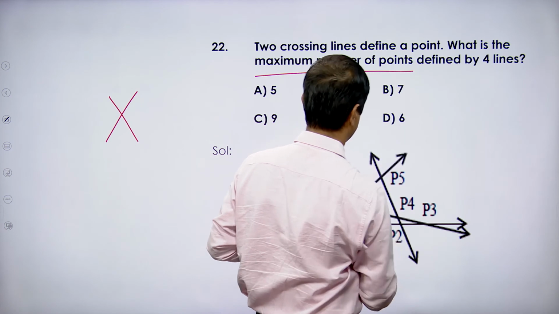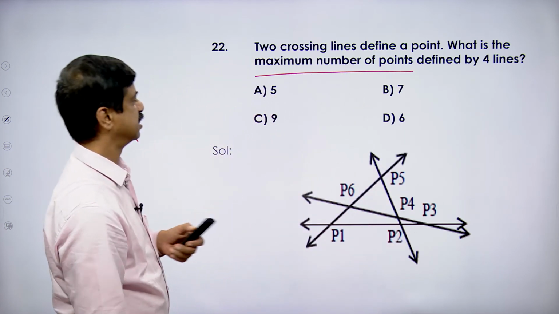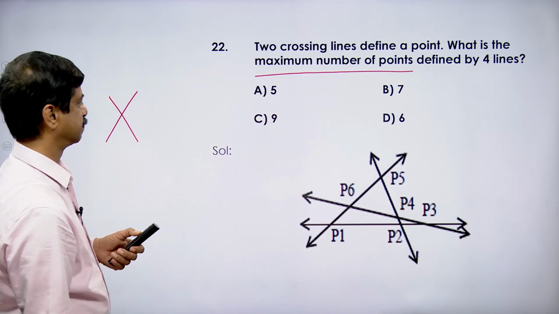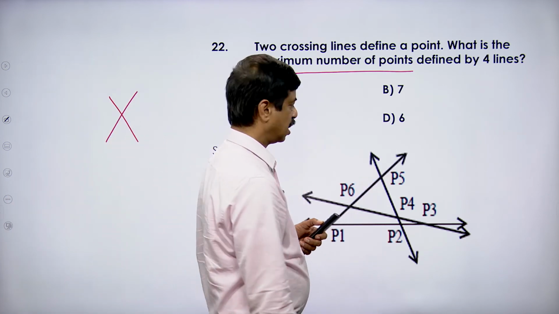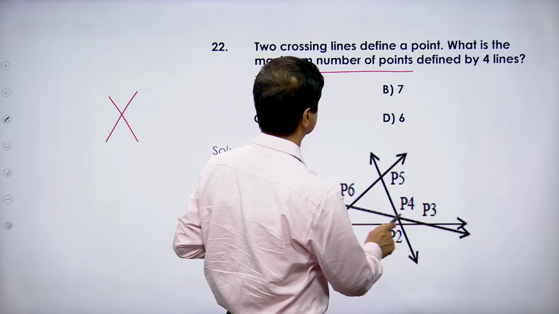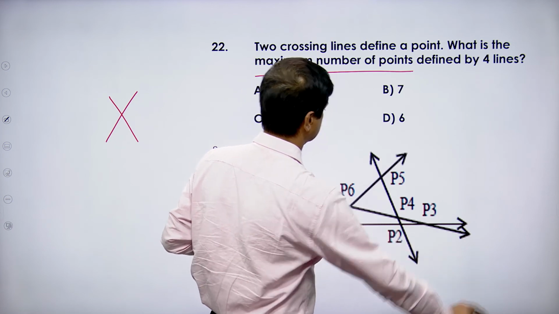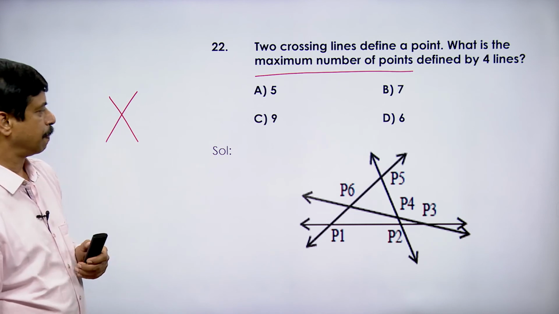To get maximum number of points, you should find them all intersecting at different points. So 3 lines together will form a triangle. A 4th line should be sent in such a way that it will cut all the 3 lines.